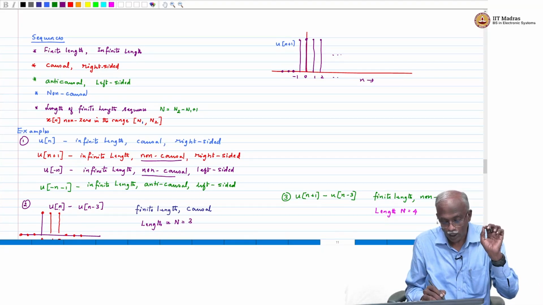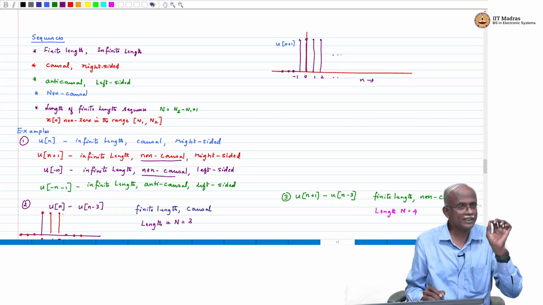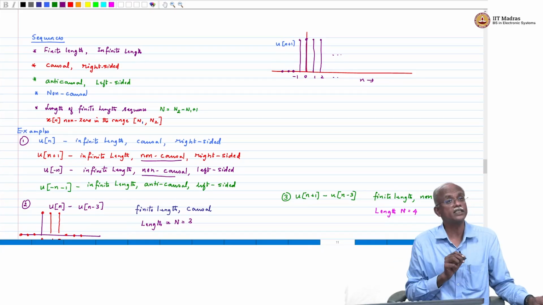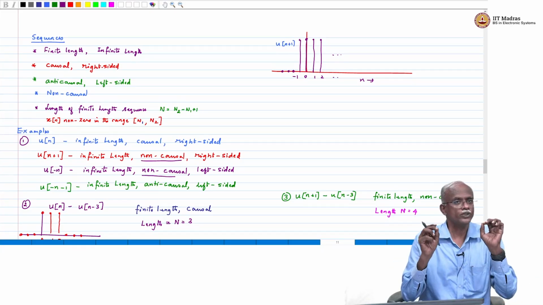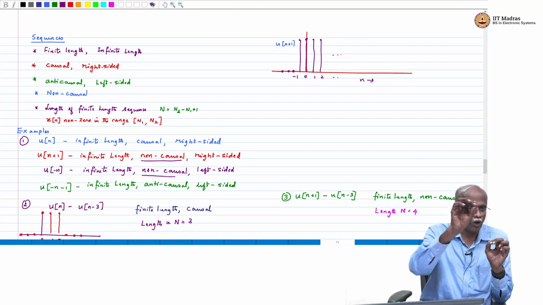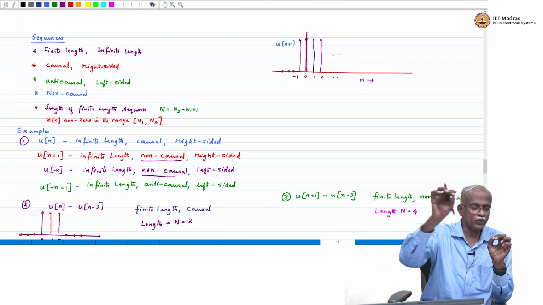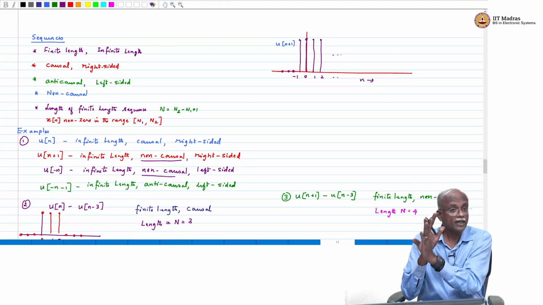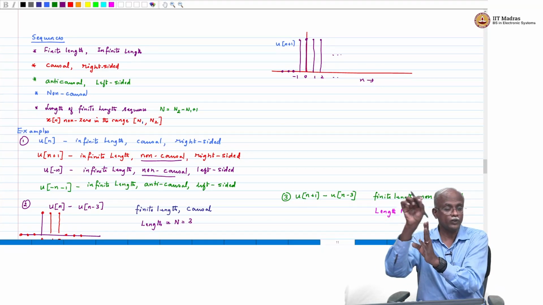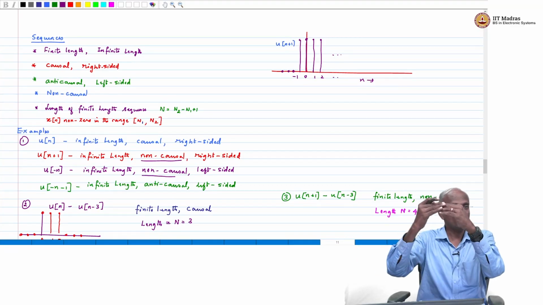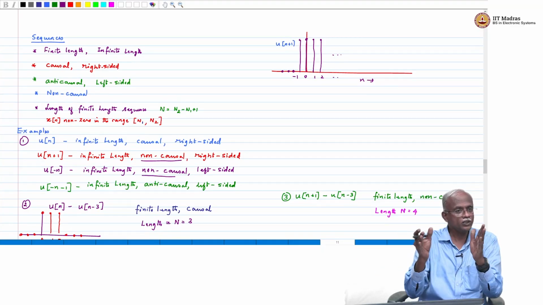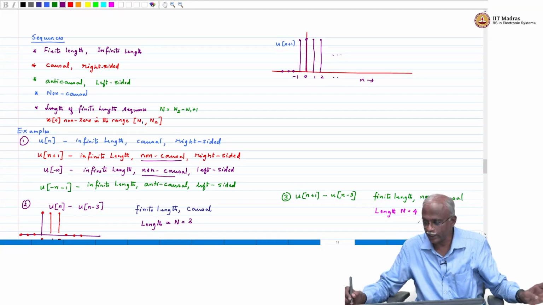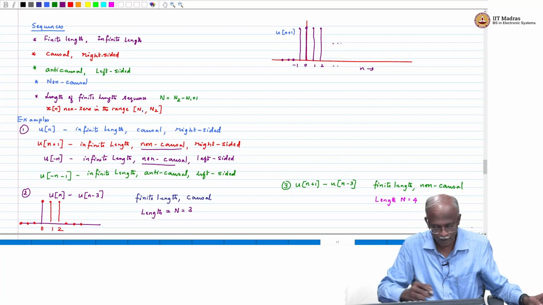Now, if I told you that my sequence is expressed as u of n minus u of n minus 3, how will you sketch it for me? Sketch u of n starting at n equal to 0, you will get all one valued samples. u of n minus 3, starting at n equal to 3, you will have another unit step function. So, when you subtract these two, the only non-zero samples that will be left will be n equal to 0, n equal to 1 and n equal to 2. Okay, I hope you are able to see that.